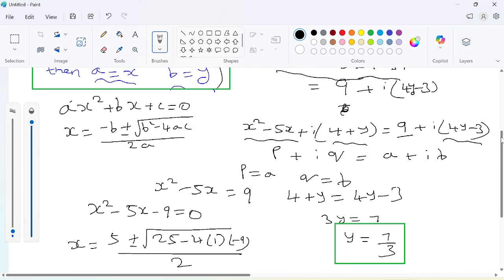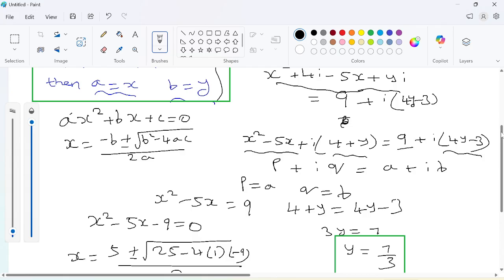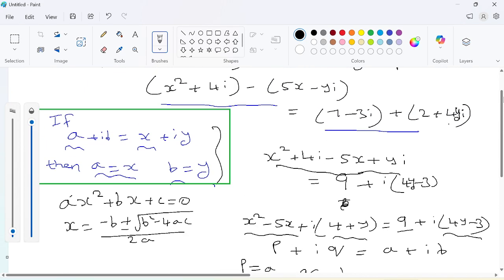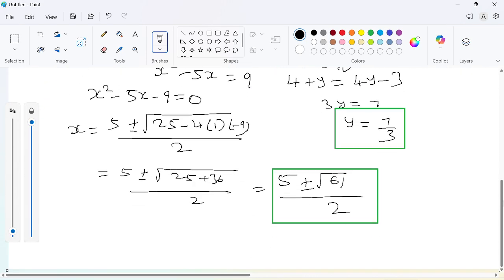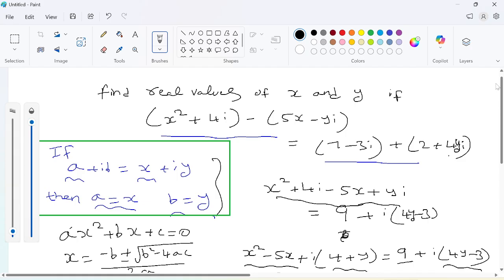Understood everyone? Equating the real parts of the complex number on the left hand side to the real parts on the right hand side, and equating the imaginary parts of the left hand side to the imaginary parts of the right hand side. Take down this.